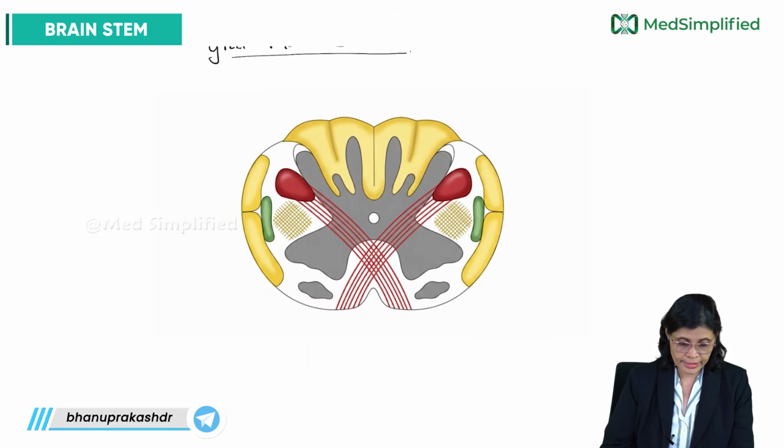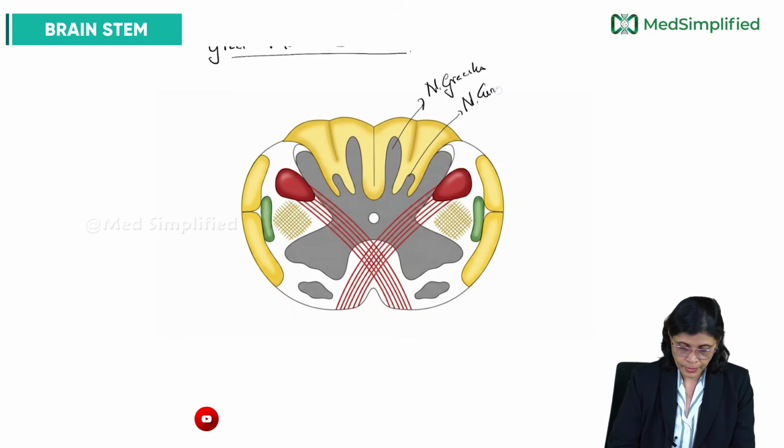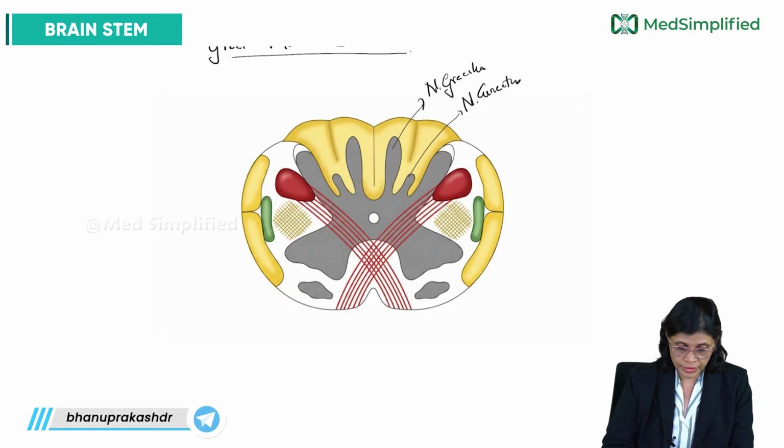Now, first let us look at the grey matter, the central grey matter. Here we see the nucleus gracilis and the nucleus cuneatus. We see them as narrow strip-like projections from the posterior aspect of the grey matter. Then the posterior horn, as we see in the spinal cord, forms a projection, and here it gets swollen up.